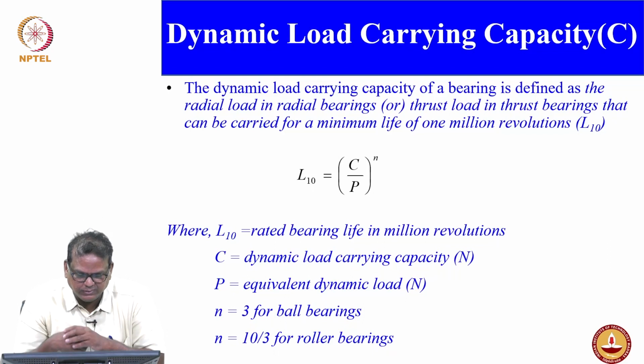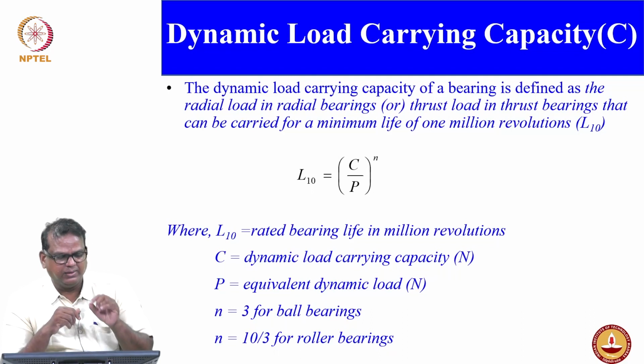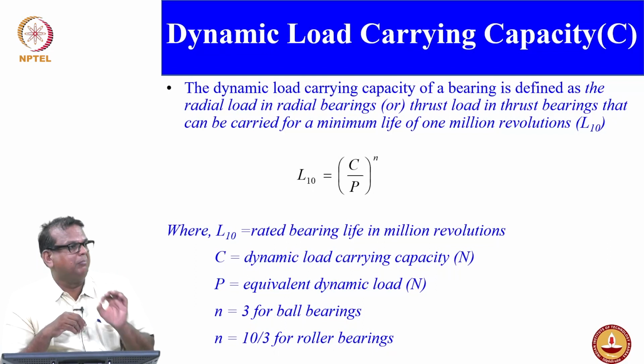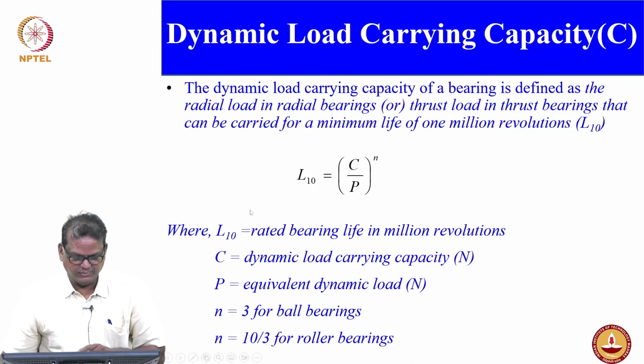The dynamic load carrying capacity of bearing is defined as the radial load in radial bearings or thrust load in thrust bearing that can be carried for a minimum life of 1 million cycles without showing any evidence of pitting. So, L10 equals the rated bearing life in million revolutions, C is the dynamic load carrying capacity, P is the equivalent dynamic load.